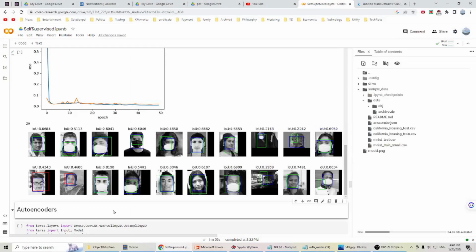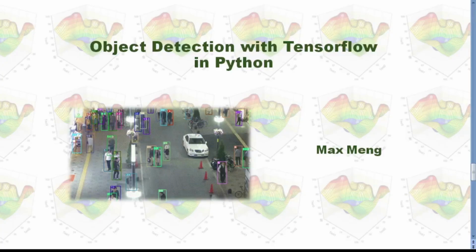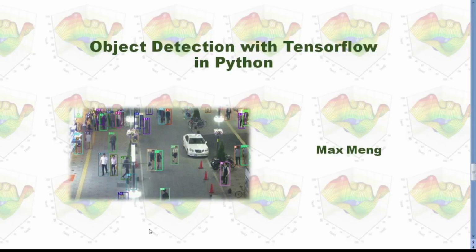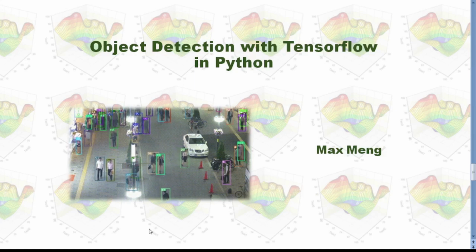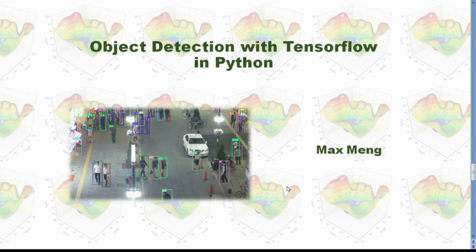Now let's find out the worst IOU score. It is this one. It has an IOU score of only 0.0834 because this person's face should be here, but our model is telling it's here. Of course, over time, our machine learning model will improve the results. This is how you can do object detection with TensorFlow in Python.